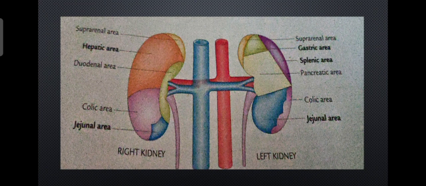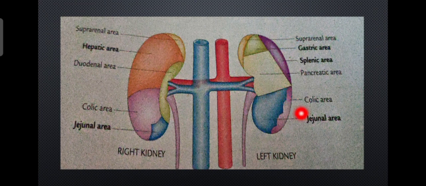For the left kidney there are other organs present on the left side. See here, superiorly in the apical region we have the suprarenal gland, so it belongs to the suprarenal area. Then on the lateralmost side of the left side we have the spleen, so this is called the splenic area, which occupies a minor portion. Then we have the stomach, so this area is called the gastric area. Below the stomach we have the pancreas, so it has a major big area called the pancreatic area.